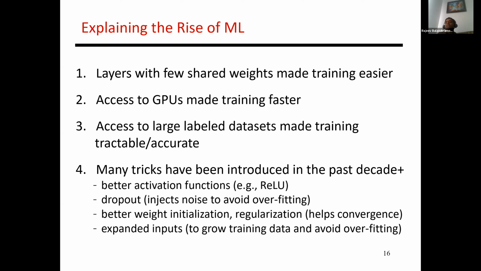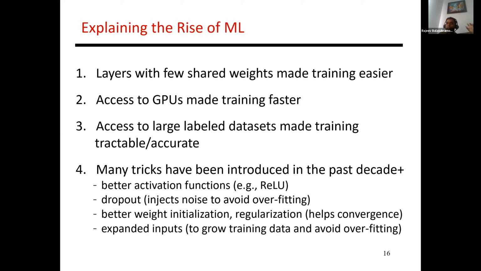A second thing that really helped is that we had access to GPUs, which made training much, much faster. We also had access to very large data sets, which were labeled. Again, you need to see a large number of inputs so that you can fine tune the weights and make them more accurate, right? And with GPUs, we were able to do this in a matter of a few weeks. That also led to these huge improvements.